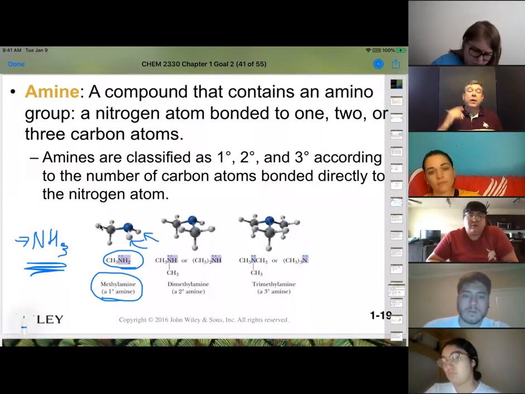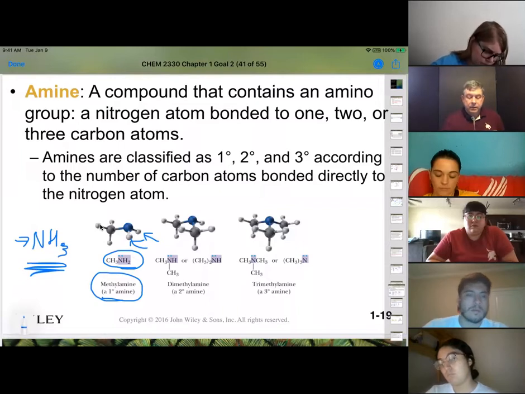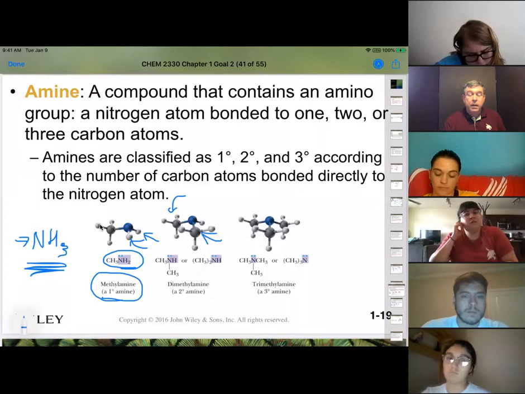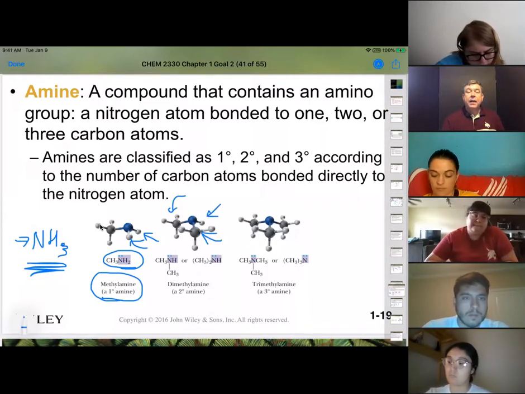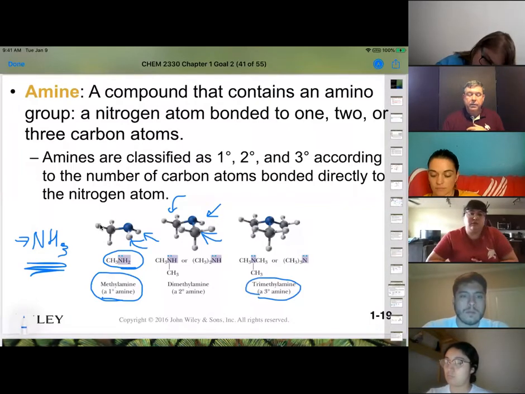Now, if you're bonded to 2 carbons, then we call it a secondary amine. So your nitrogen has 1 carbon on it here and 1 carbon on it here, but it still has that last hydrogen right here. And that tells us that we have, again, reactivity at that hydrogen, but it's bonded to 2 carbons. And then the last type is called the tertiary amine, or the trifunctional amine.